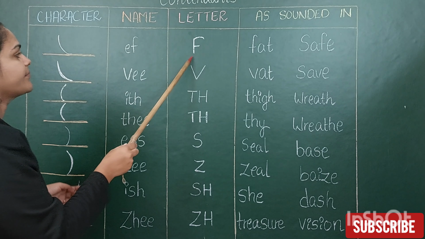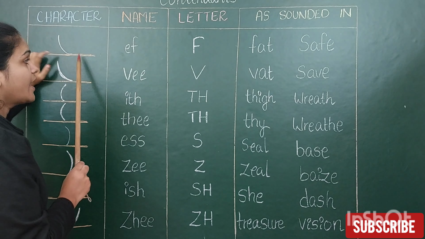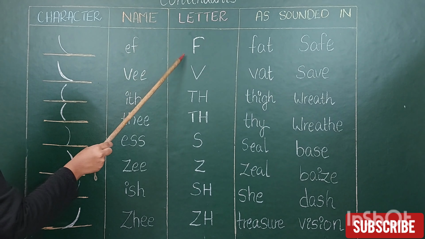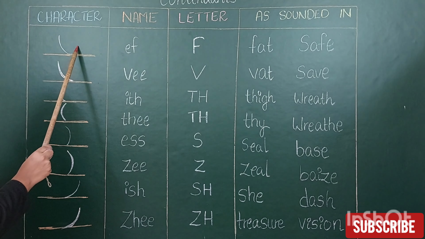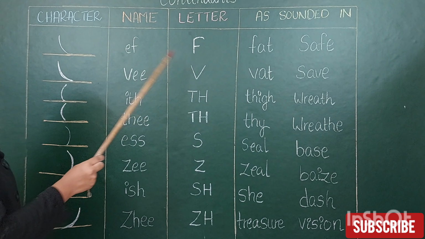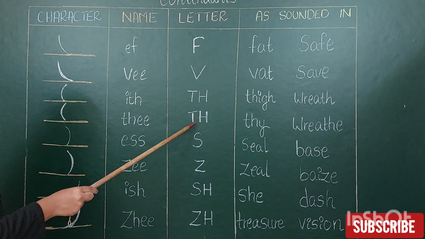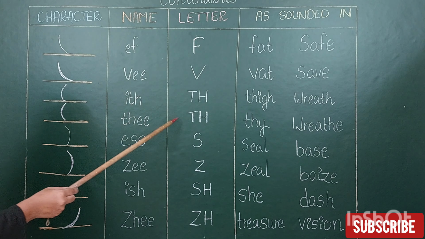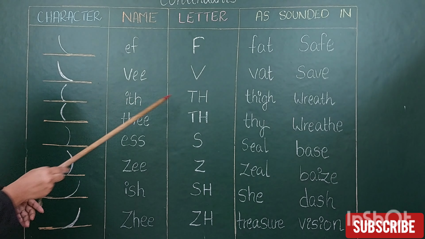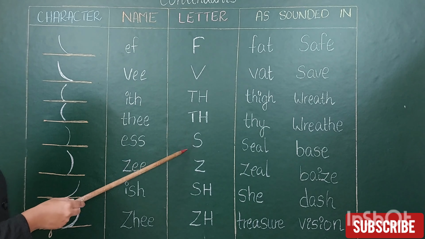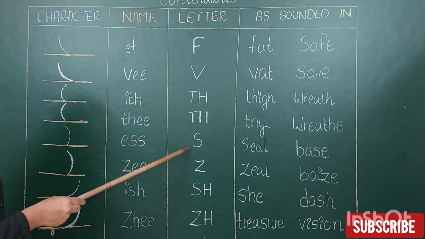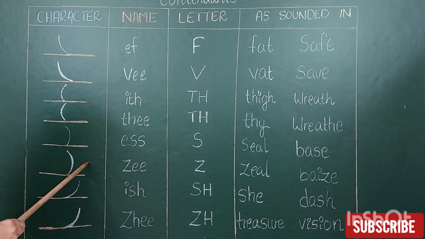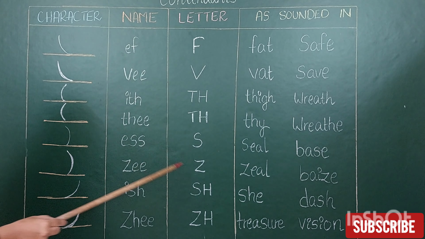So how to write F: it is a light curve on the line, and V is a dark curve on the line. So F and V are a pair. The lighter one is F and the dark one is V. Next, TH, and T. The lighter one is TH and T is the darker one. So these are paired. Next, S and Z, they are also a pair. S is the lighter one, the same curve, and Z is the same curve, darker. So light means S, dark means Z.